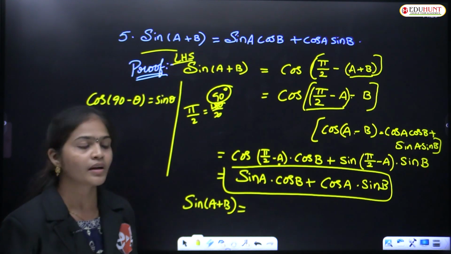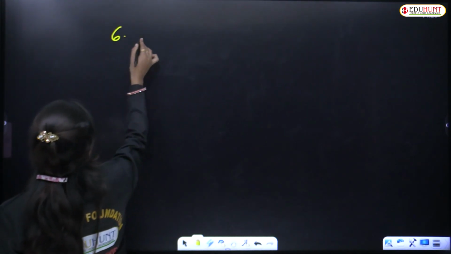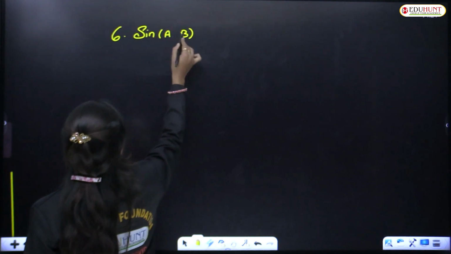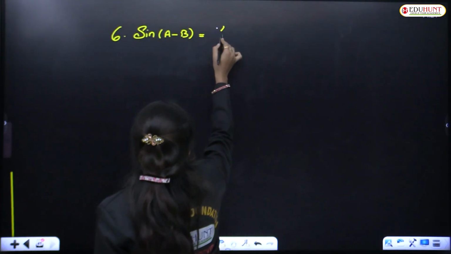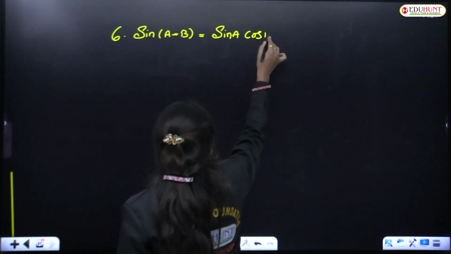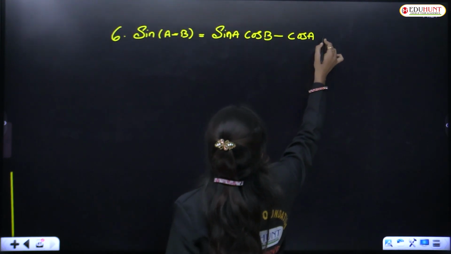Am I clear? Yes. So see the formula for sin of A minus B. So next, the sixth one: sin of A minus B formula. Okay. So sin of A minus B. What is that formula here? Yes. Sin A cos B minus cos A sin B.